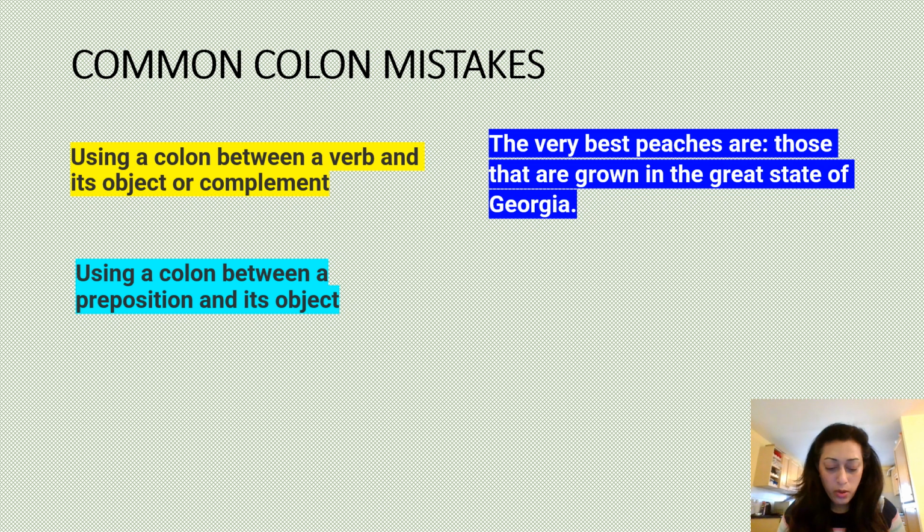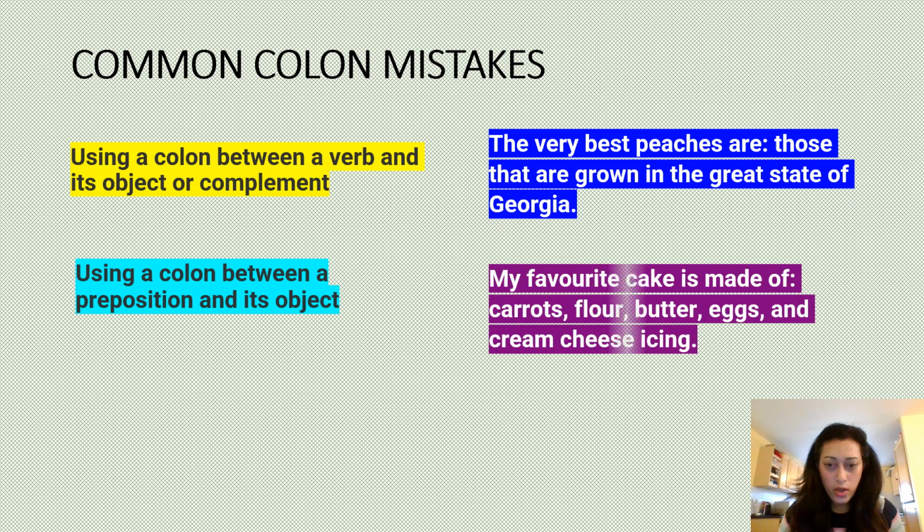Second is when you use a colon between a preposition and its object. For example, "My favorite cake is made of:" Again, it's after the preposition. "Of" is a preposition, so don't use a colon like that.